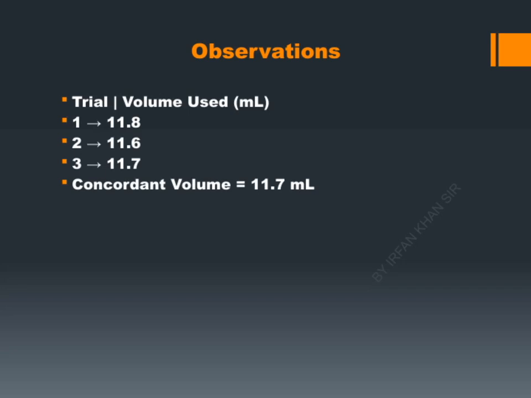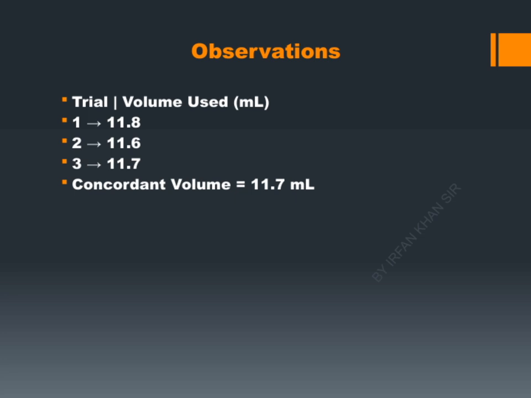Let's take a look at the trial volumes used. In Trial 1, we used 11.8 milliliters. For Trial 2, it was slightly less at 11.6 milliliters. Then, in Trial 3, we measured 11.7 milliliters. As you can see, these values are very close to each other, which is a good sign of consistency. The concordant volume, or the average of these three trials, comes out to exactly 11.7 milliliters.